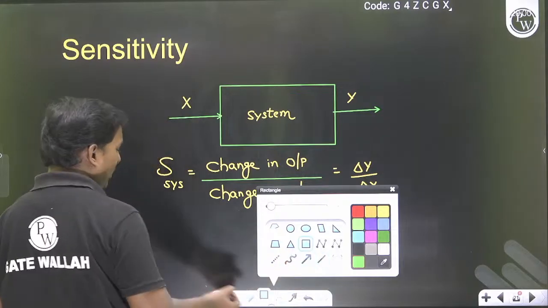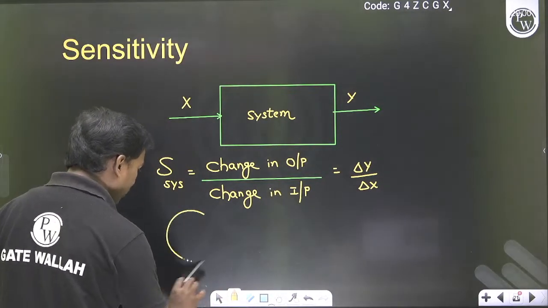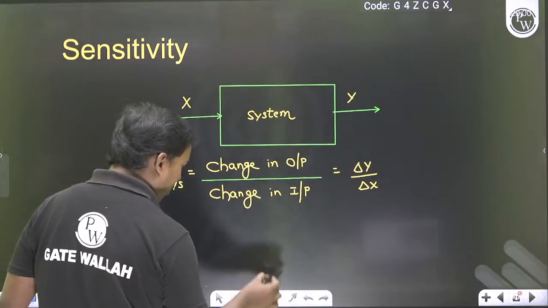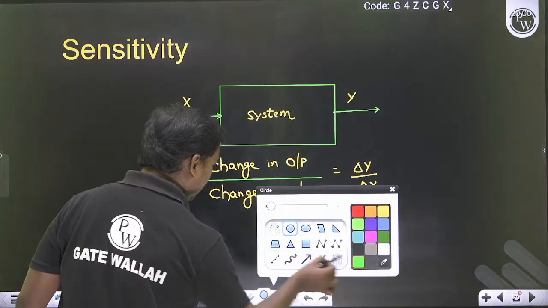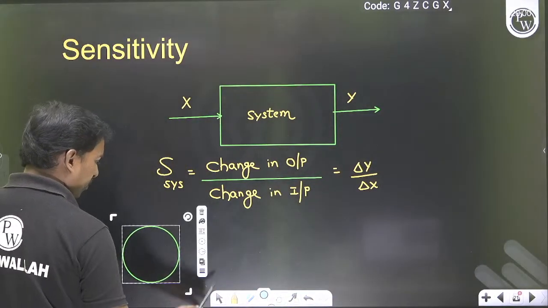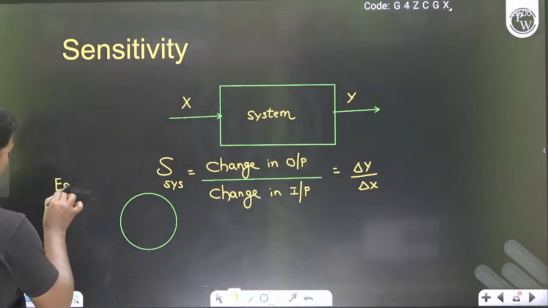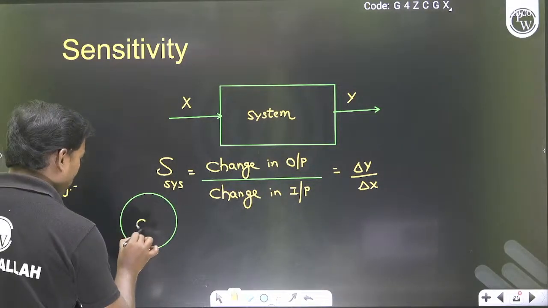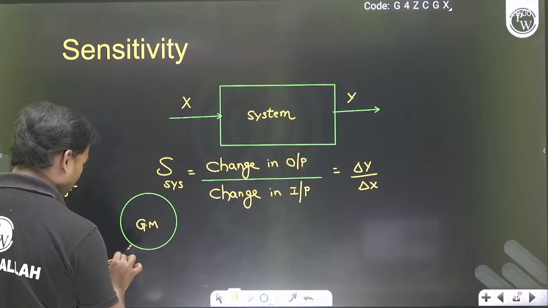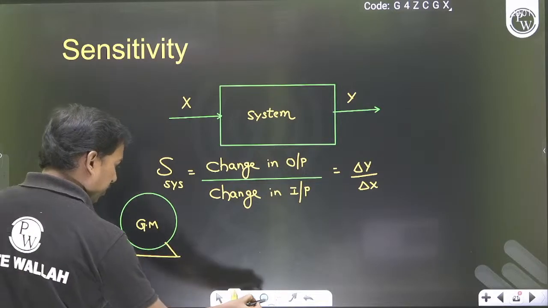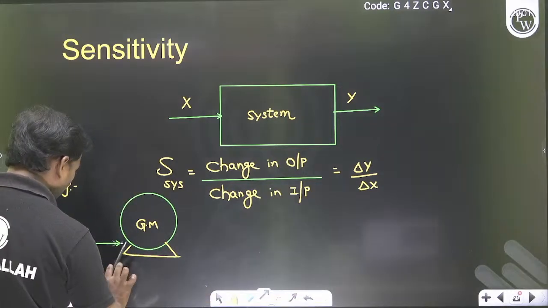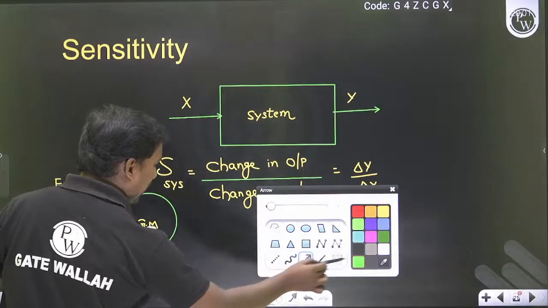That is the sensitivity. For example, let us take a galvanometer. I will take an example here, a galvanometer. So this is the galvanometer. Here I am getting the current and here I am getting the deflection.